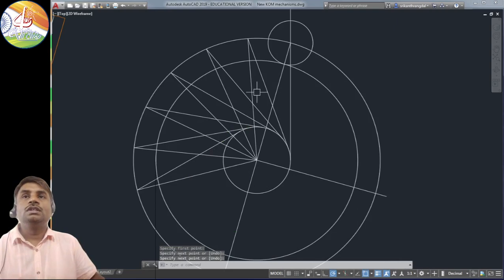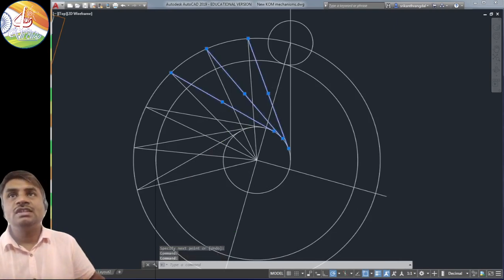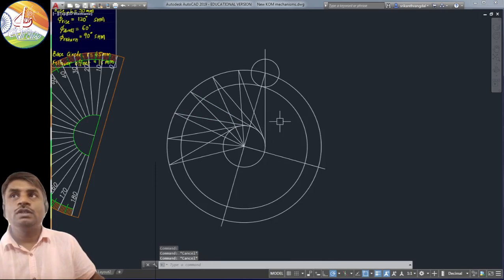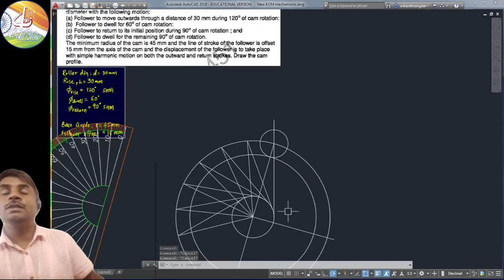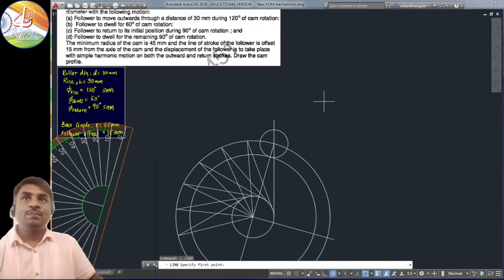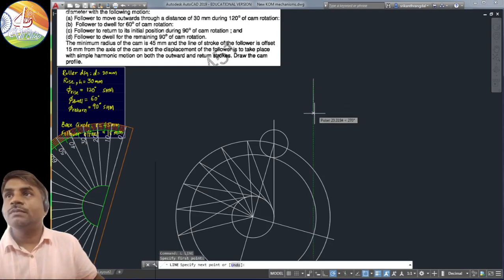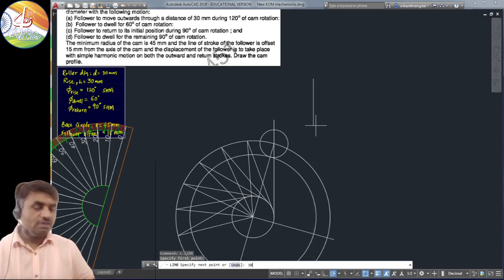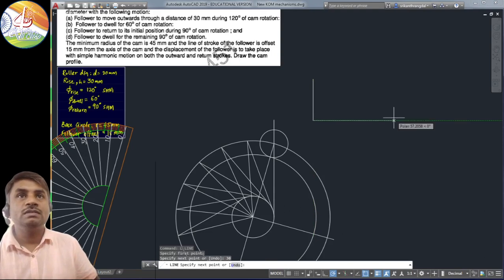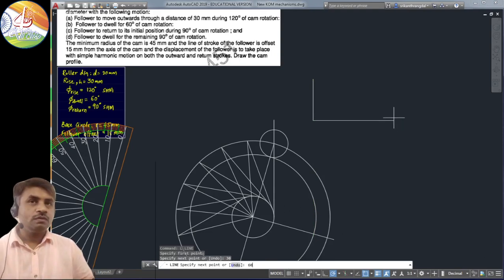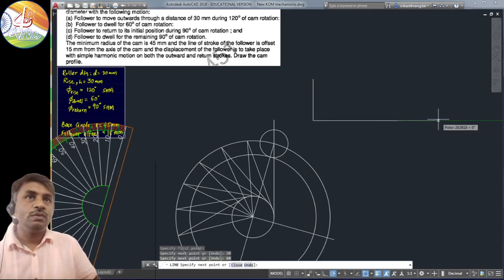Fine. Now on these tangential lines, this is where we need to take the displacement. And for us to take the displacement, we actually need to have the displacement diagram first. So let us go ahead and draw the displacement diagram. The total rise has been given as 30 mm, so we need to draw a vertical line of 30 mm. Horizontal line, of course, we are going to just take as 60 for our convenience.